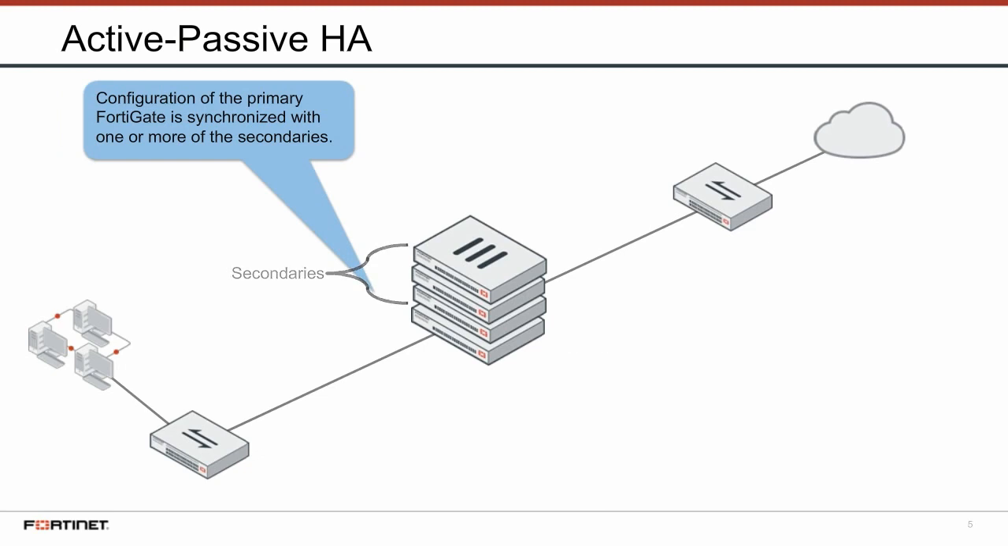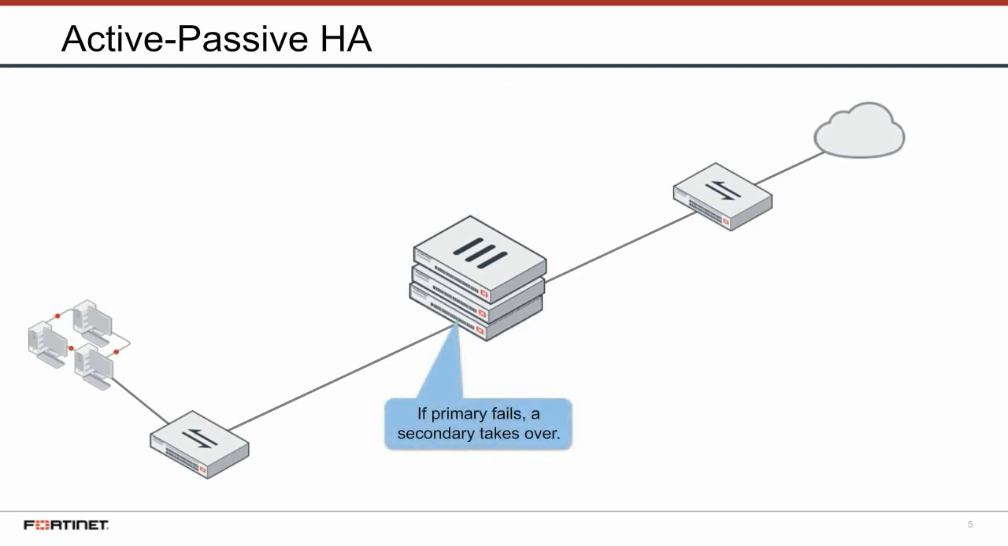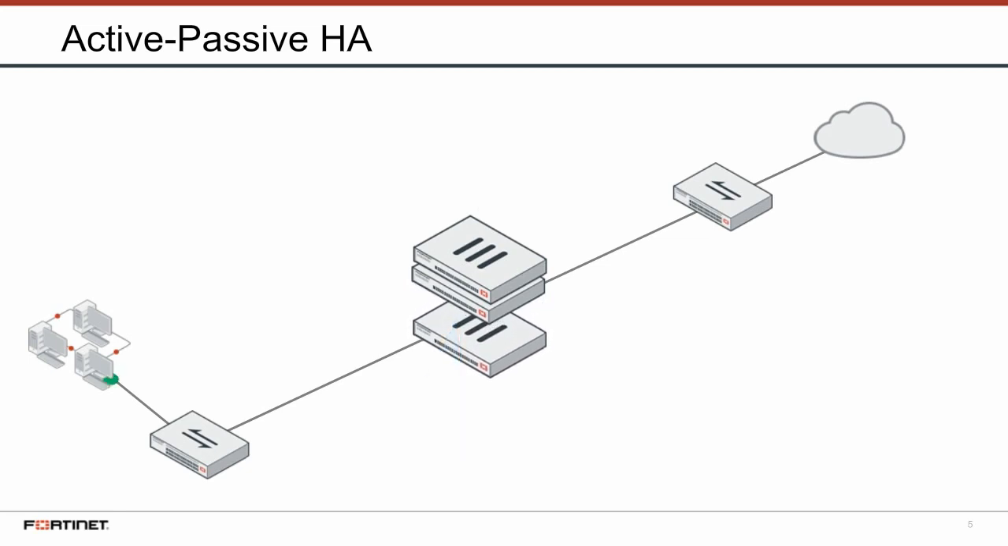First, let's take a look at active-passive mode. In either of the two HA operation modes, the configuration of the secondary FortiGates is synchronized with the configuration of the primary device. In active-passive mode, the primary FortiGate is the only FortiGate device that actively processes traffic. Secondary FortiGates remain in passive mode, monitoring the status of the primary device. If a problem is detected in the primary FortiGate, one of the secondary devices will take over the primary role. This event is called HA failover.